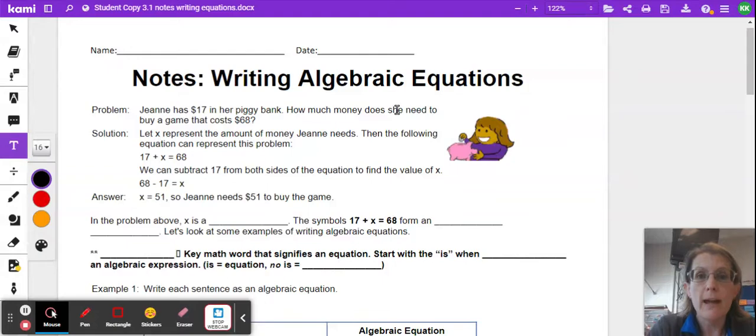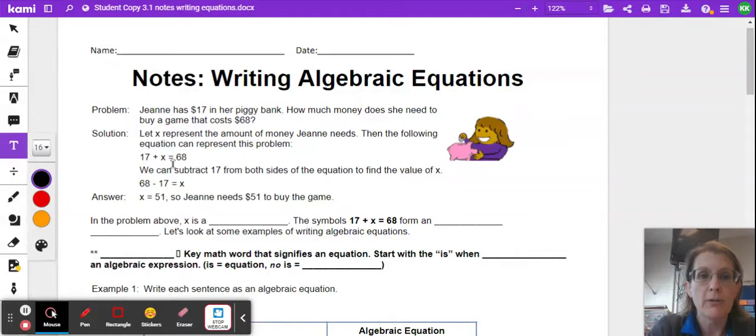So whenever we have the unknown amount, that's what our variable is. In this case, what we need to know is how much more money she needs. So they're going to let X represent how much she needs. And then you know that it's got to be more than 17. So $17 she already has, plus how much money she needs is $68 to buy her video game.